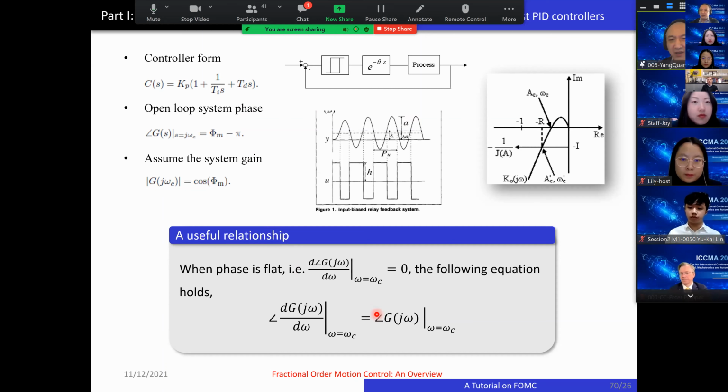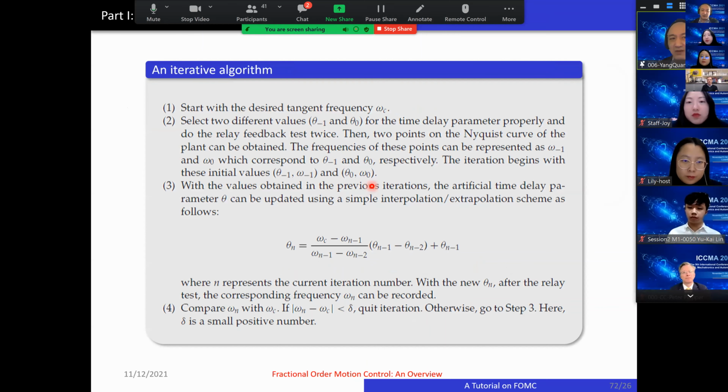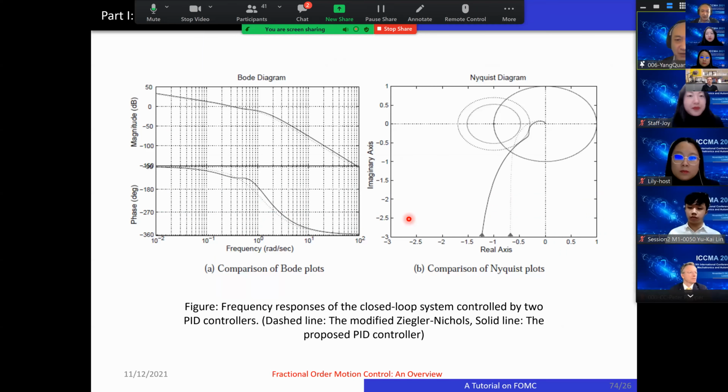So doing relay experiment, you can use the same idea to tune on a real system, so it's more reliable. So we tried this idea, and suggested an iterative algorithm, and then we can tune that. So even for integer order, both integer order and fractional order. So the comparison of the traditional Ziegler-Nichols versus a flat phase constraint.